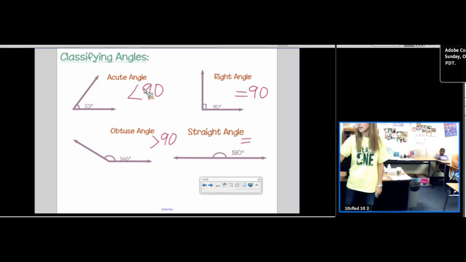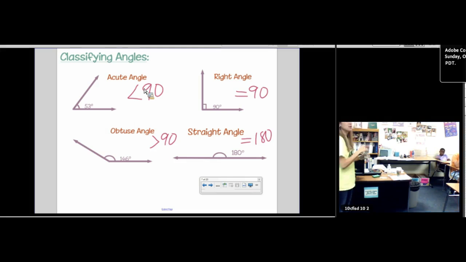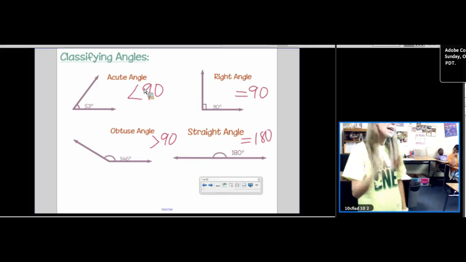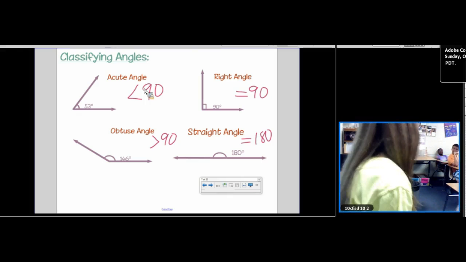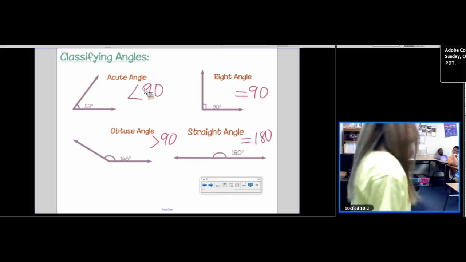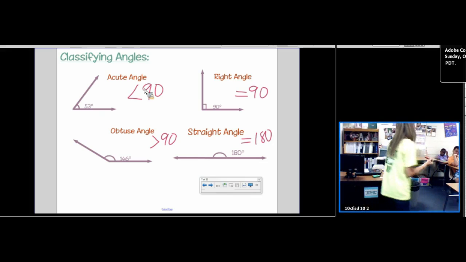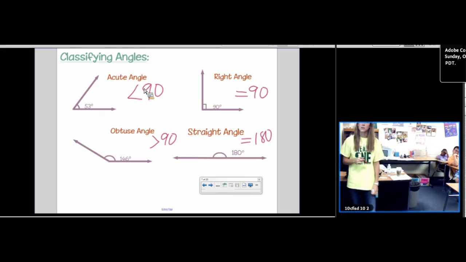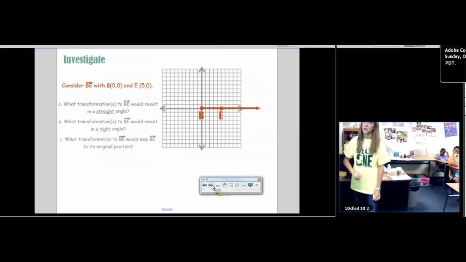Exactly 180. So in this class, the good news is we're not going to talk about reflex angles, which is when you go past 180. There's no such thing as reflex angles in our class, so you don't need to worry about it. So if you solve a problem and you get angle M is 197, you know you did something wrong because we don't deal with angles greater than 180. We also don't deal with negative angles, so you should never get a negative answer.